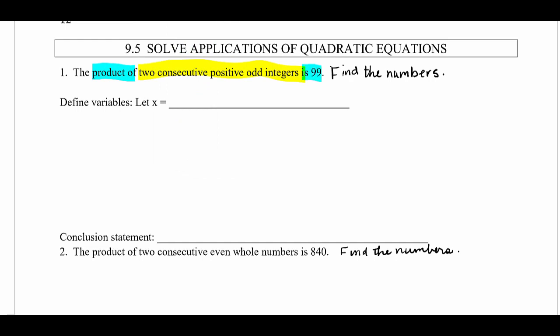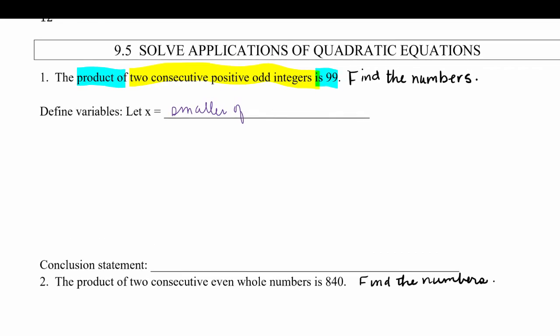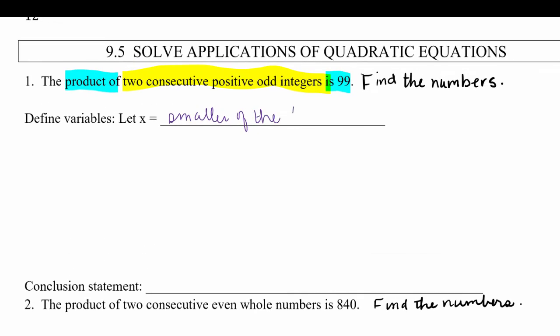So we're going to use an algebraic equation, and that means we're going to use a variable. So we need to define our variable. We're missing two numbers, right? We're trying to find two consecutive odd integers. But we only have one variable, so we're going to let x represent one of the two numbers. And I'm going to let it represent the smaller of the two integers. Okay.